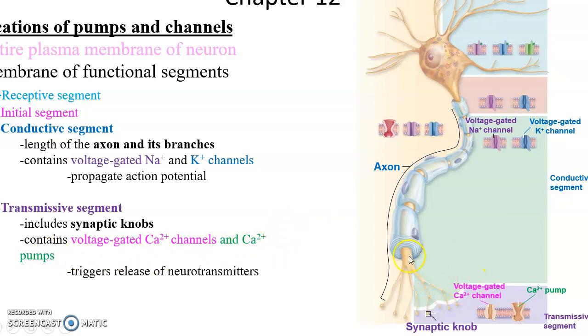So they're always pumping calcium ions out of the synaptic knobs so that there's a high concentration of calcium outside of the synaptic knob and a low concentration inside, so that the voltage-gated calcium ion channels are able to cause a flood of calcium ions into the synaptic knob, which then bind to the synaptic vesicles, leading to the release of neurotransmitters. So all of these various membrane proteins are very important for the function of the neuron.